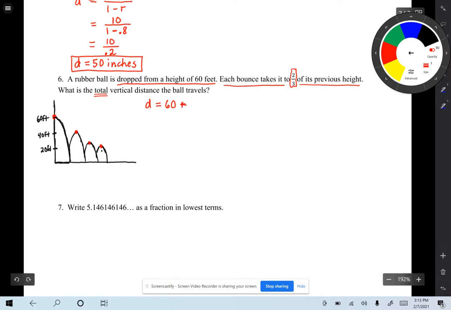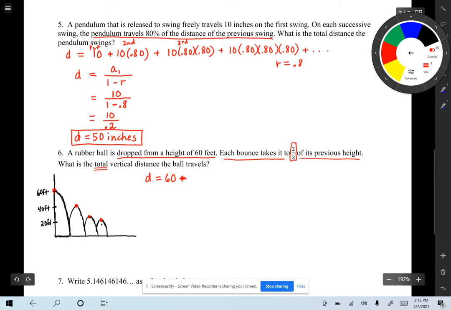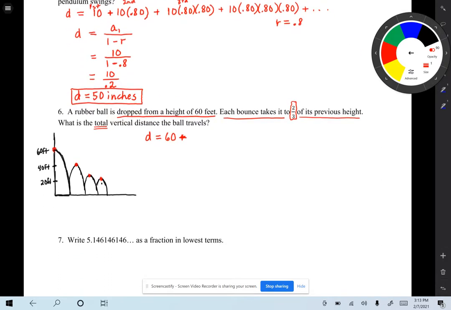Here's the kicker. For the pendulum, we just did 10 times 0.80 because it was 80% of the previous. So here, it is 2/3 of the previous height, but here's the thing. It comes back down. So it comes up and goes back down. So you have to compensate for that by putting a 2 here because there's going up and going down. But then you have the 60 times the 2/3.